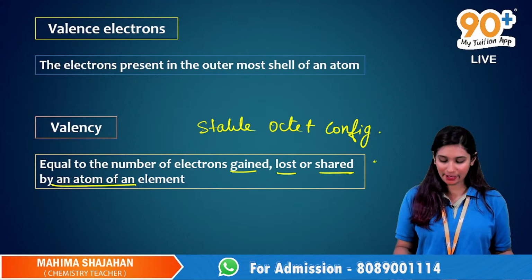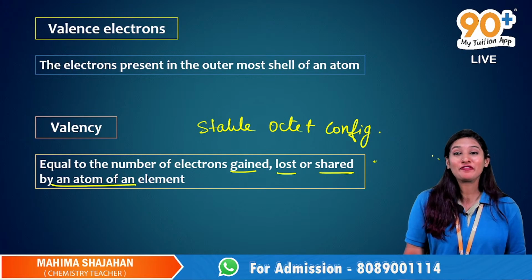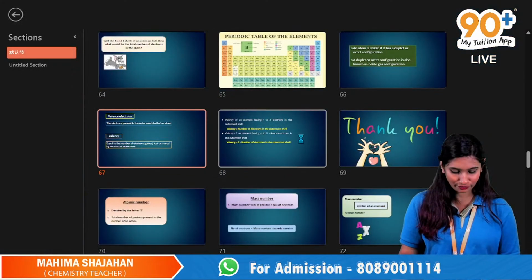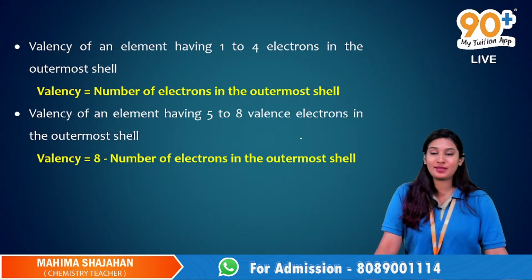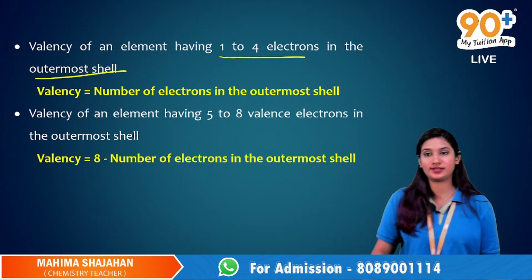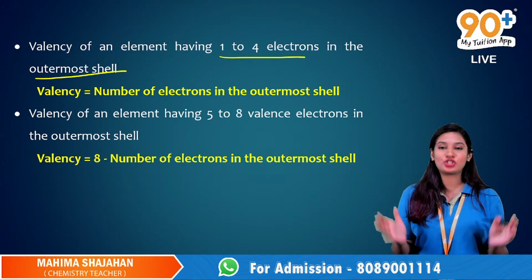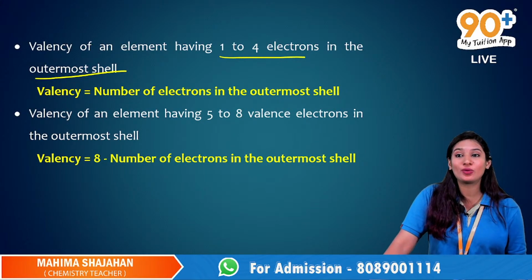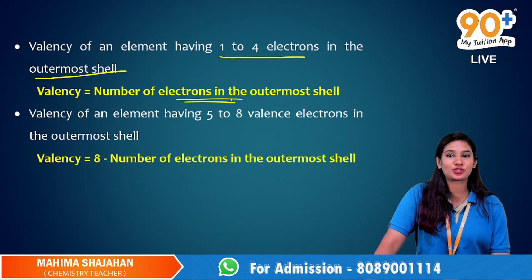So if this is clear, now in the question, they'll ask you to find the valency of certain elements. Now let's quickly check how to find the valency of an element. For an element having 1 to 4 electrons in the outermost shell, the valency will be equal to the number of electrons present there.